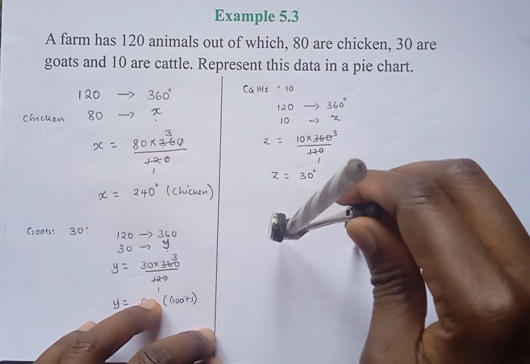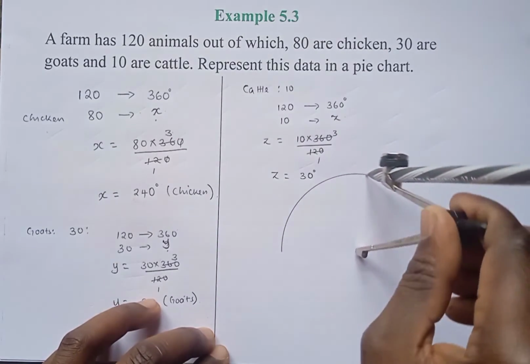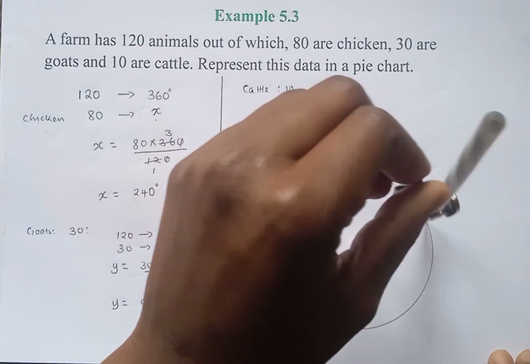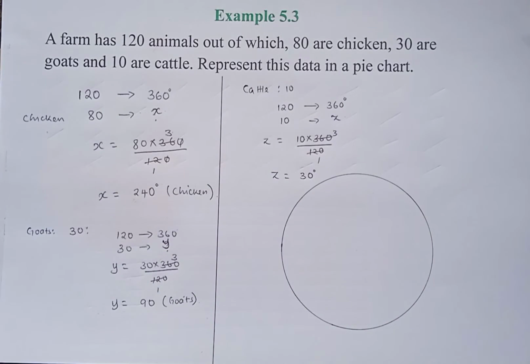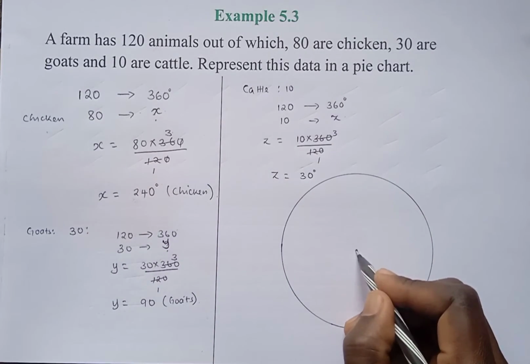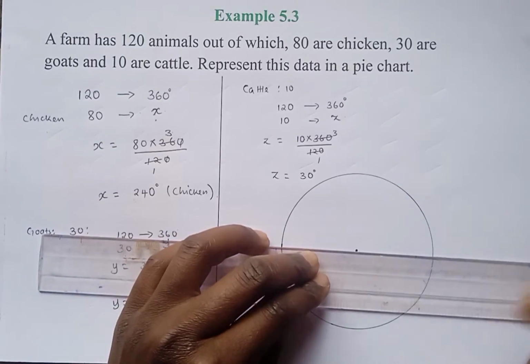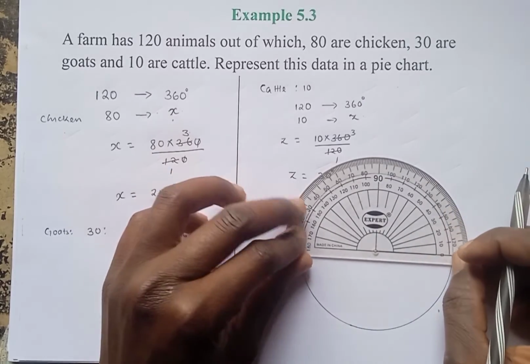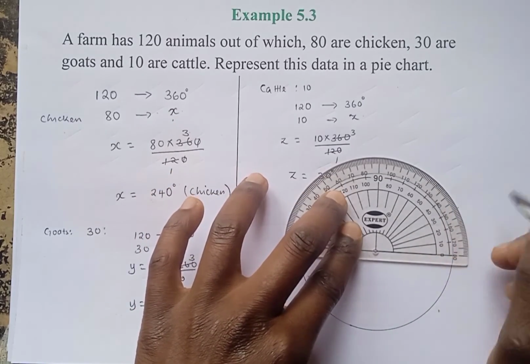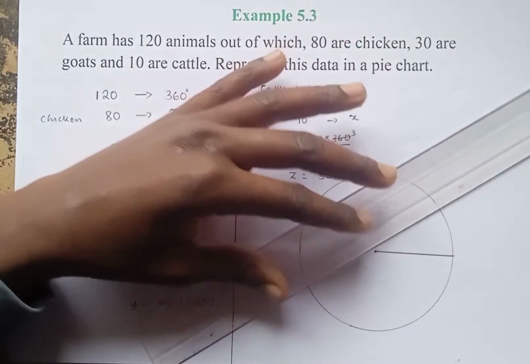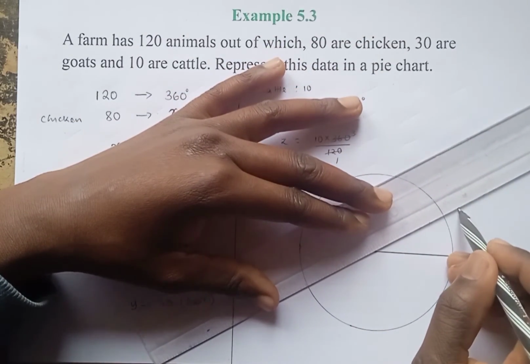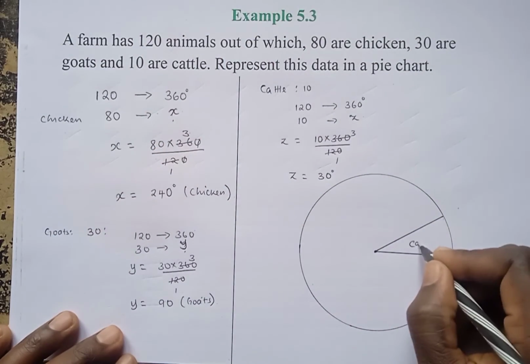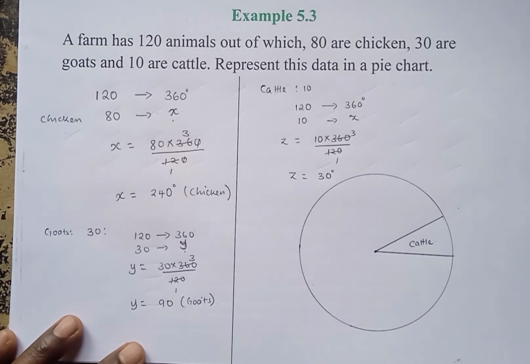So the next step is to draw the pie chart. It is a circle with each sector representing a quantity. So we've drawn our circle and we need to insert the quantities. So at this point there is the center. We draw the first angle, which is 30 degrees. Let's start with the cattle. So from the center we measure 30 degrees. And this is the sector that will represent the cattle. So that sector is 30 degrees and represents the cattle.